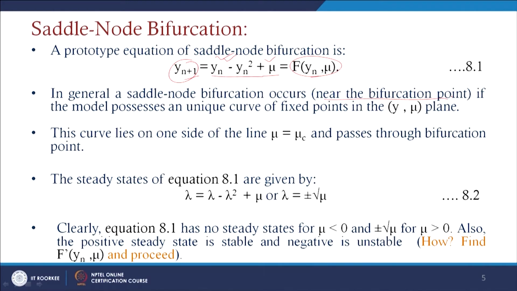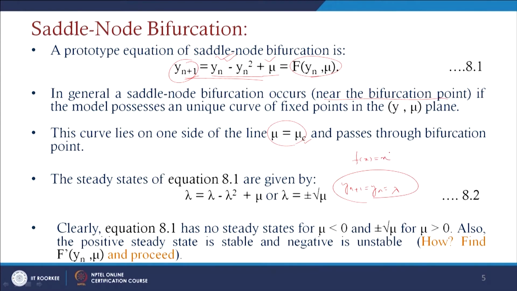And this curve lies on one side of the line mu equals mu c, where mu c represents the critical value of mu, and passes through bifurcation points. The steady states for this equation, y n plus 1 equals y n minus y n square plus mu, can be obtained if you just replace y n plus 1 with y n, calling this lambda. Already we have used this as a fixed point function form, where a function has a fixed point, we can say that f of x equals x.